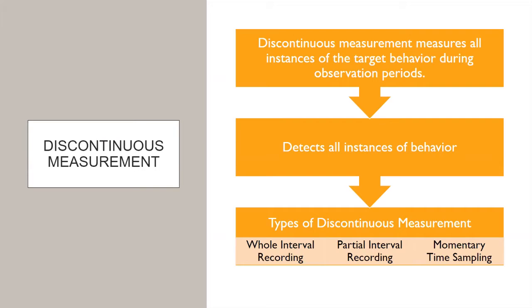Discontinuous measurement measures all instances of the target behavior during observation periods. It detects all instances of the behavior you are targeting. We're going to talk about whole interval recording, partial interval recording, and momentary time sampling.